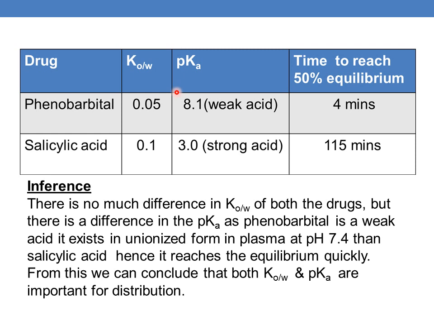That is, at pH 7.4, the fraction of unionized form of phenobarbital is more when compared to the fraction of unionized form of salicylic acid. Since the fraction of unionized phenobarbital is more, it gets absorbed or distributed rapidly when compared to salicylic acid. So this is the application of effective partition coefficient.